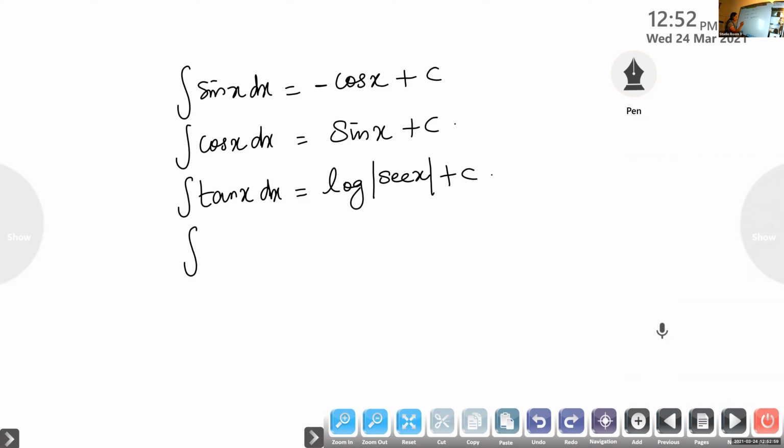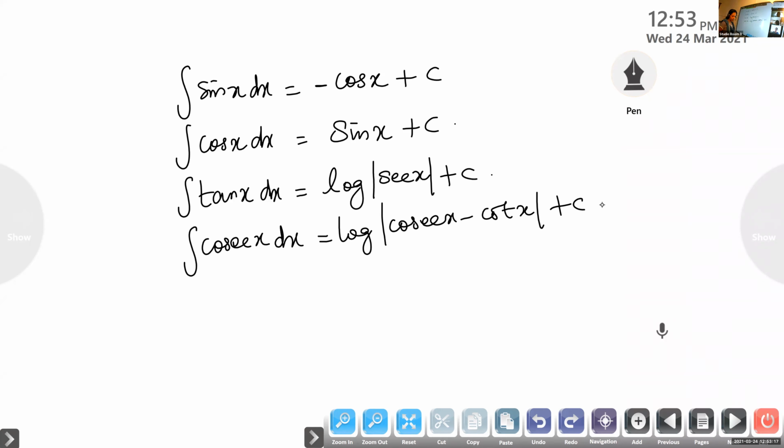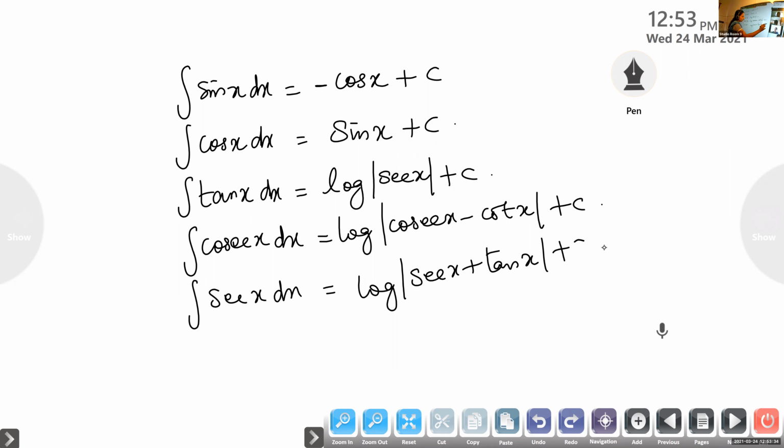What is the integral of cosec x? The integral of cosec x is log cosec x minus cot x plus c. The integral of sec x dx is log sec x plus tan x plus c.